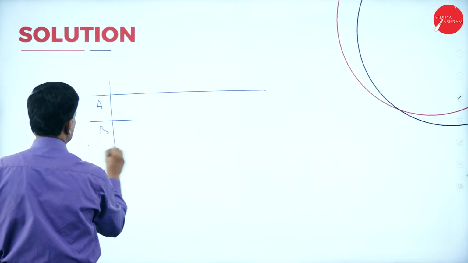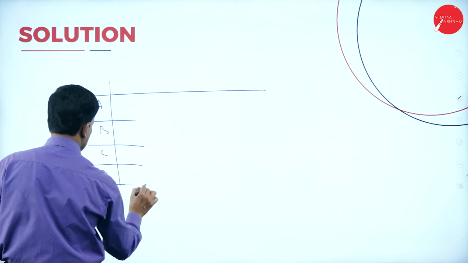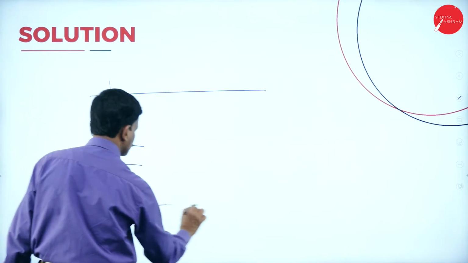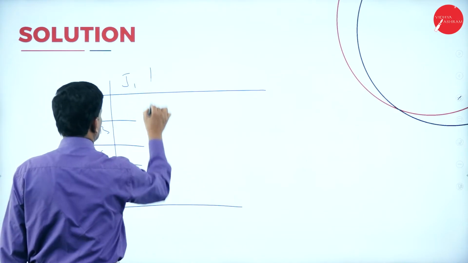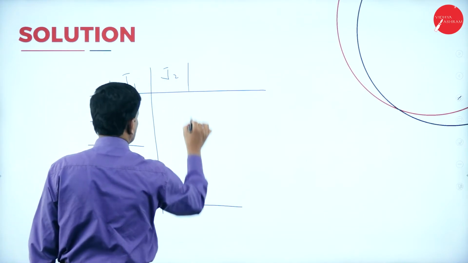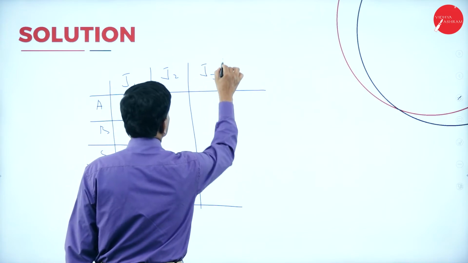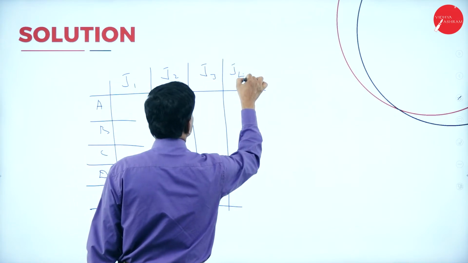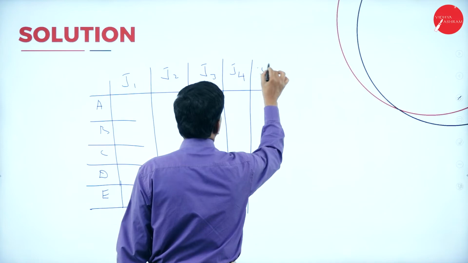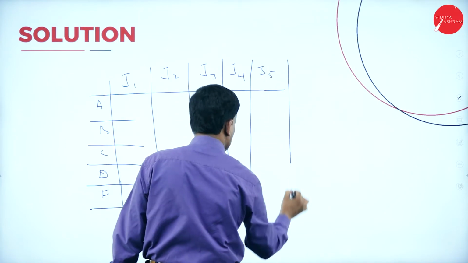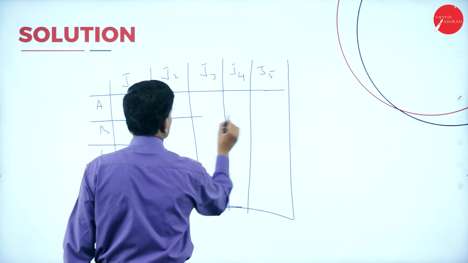A, B, C, D, E. Okay. J1, J2, J3, J4 and J5. Now let me draw the lines.